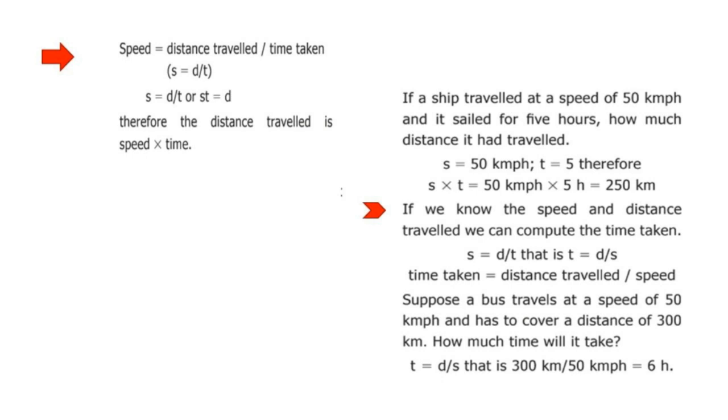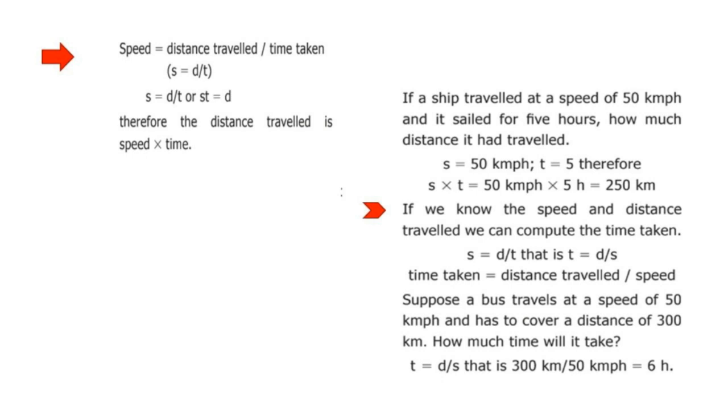Therefore, the distance traveled is speed into time. For example, if a ship traveled at a speed of 50 km per hour and it sailed for 5 hours, how much distance had it traveled? Here, what is the speed of the ship? It is 50 km per hour and the time is 5 hours. Here, speed and time are given and we have to calculate the distance.